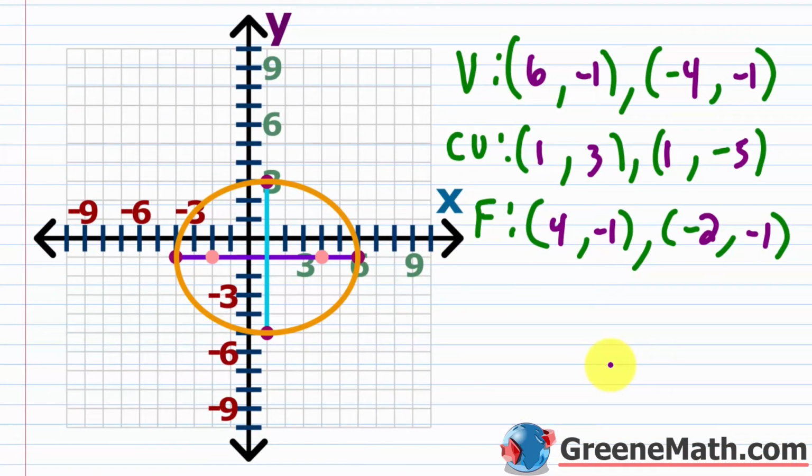Let me just go through the points. Again, this is how you would graph this guy. So your vertices, you've got 6 comma -1, and then -4 comma -1. And then for your covertices, you've got 1 comma 3, then you've got 1 comma -5. And then your foci, you've got 4 comma -1, and you've got -2 comma -1, okay? So your center is right here, and this is going to be at 1 comma -1, okay? So everything has just been shifted 1 unit to the right and 1 unit down.